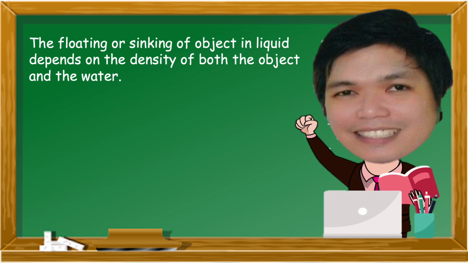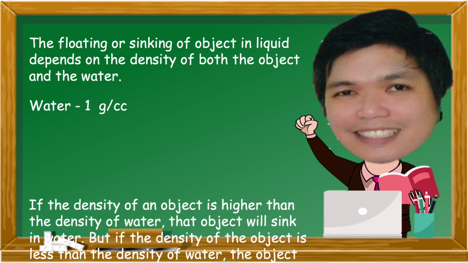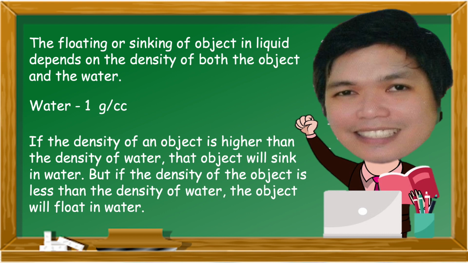The floating or sinking of an object in liquid depends on the density of both the object and the water. Water has a density of 1 gram per cubic centimeter. If the density of an object is higher than the density of water, that object will sink in water. But if the density of the object is less than the density of water, the object will float in water.